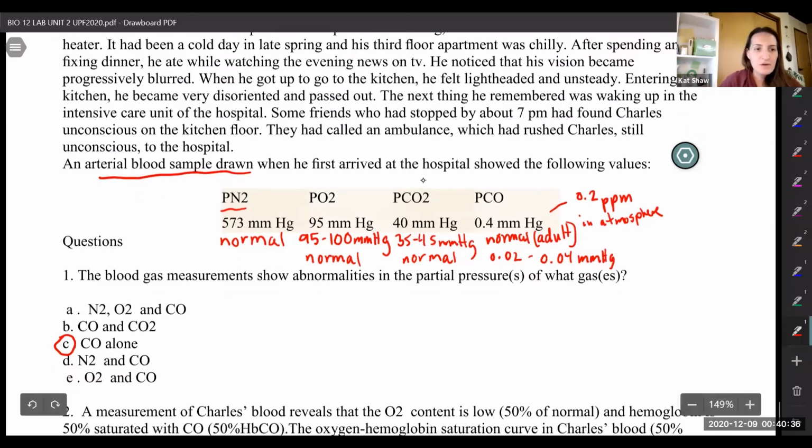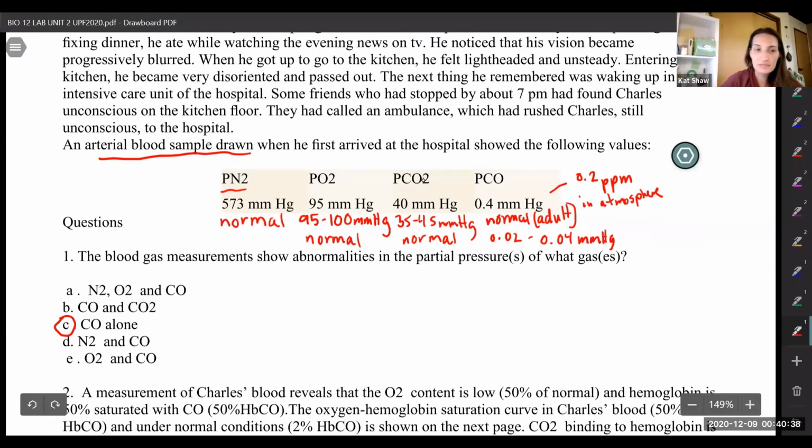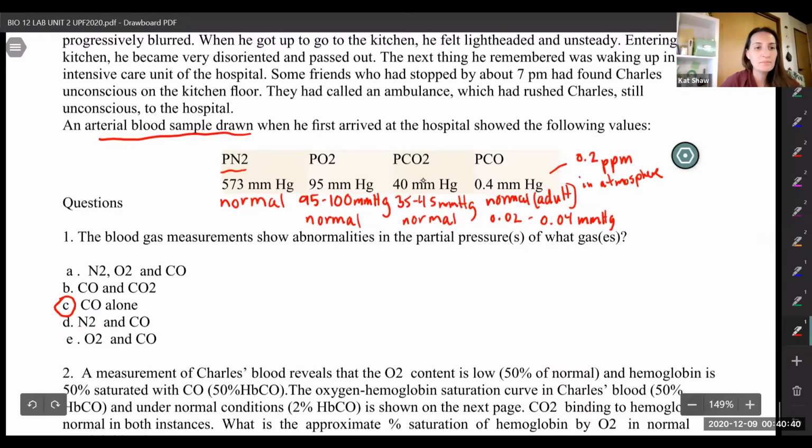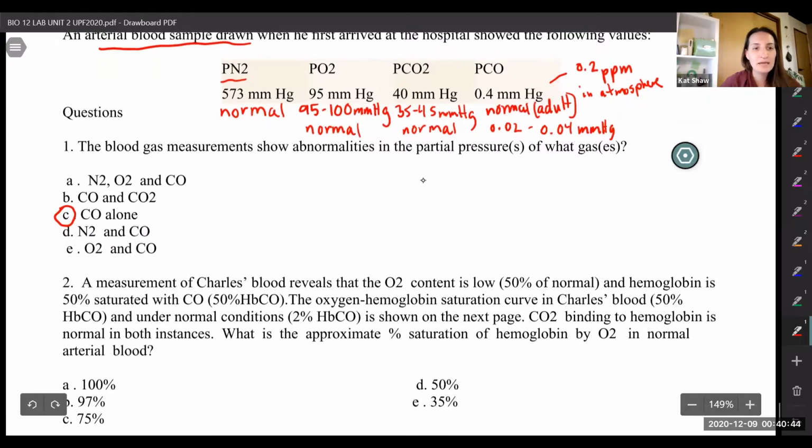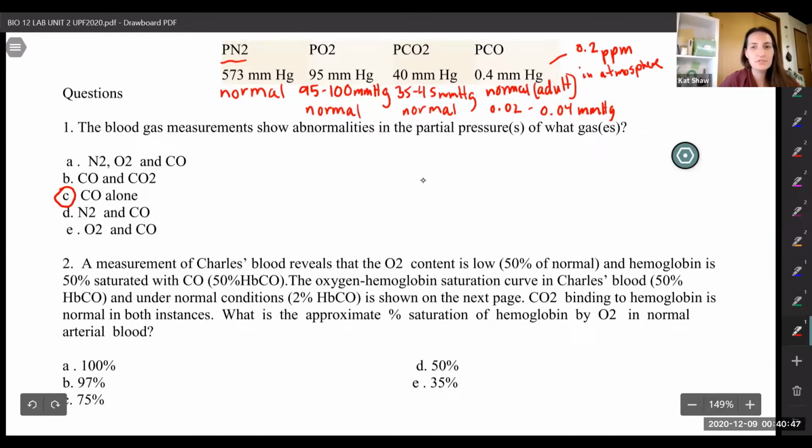Okay, so now that we know that carbon monoxide is the only gas here that is at abnormal levels and it's abnormally high, let's take a look at question number 2. Question number 2 states that a measurement of Charles' blood reveals that the oxygen content is low, 50% of normal.